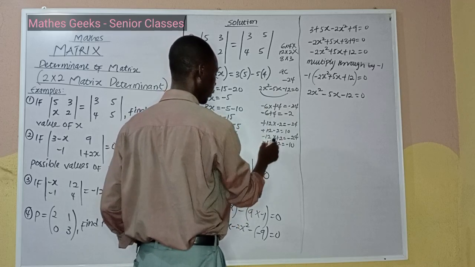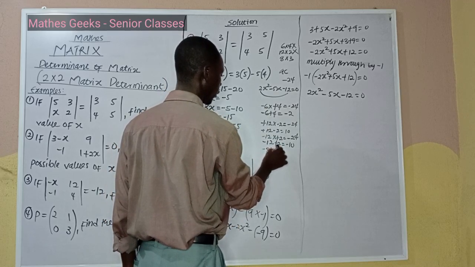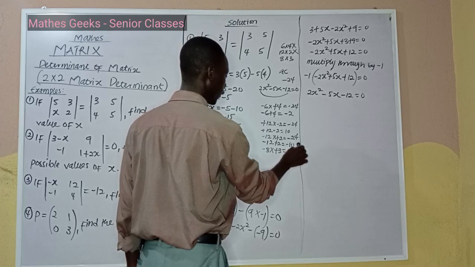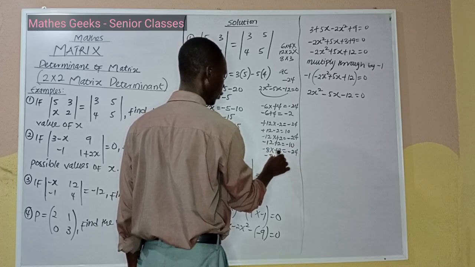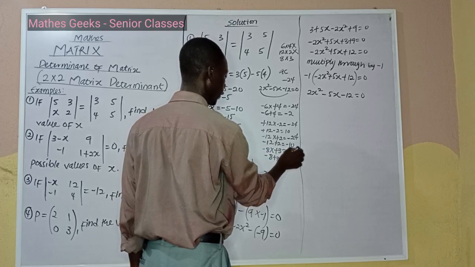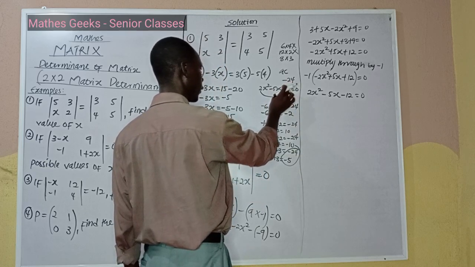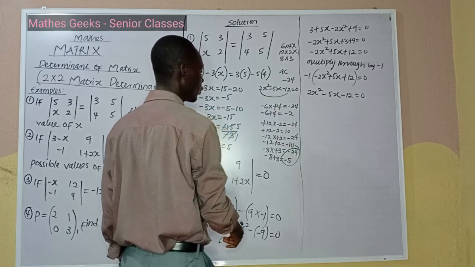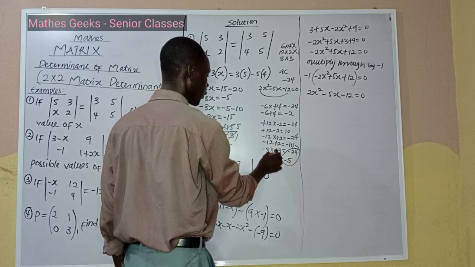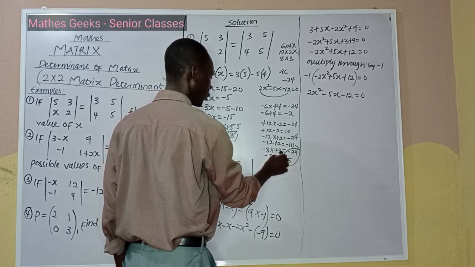So the next one is 8 times 3. Minus 8 times plus 3 gives us minus 24. Minus 8 plus 3 is equal to minus 5. So let's check. I think this will give us the quadratic equation. We have minus 24 here and minus 5. So we're going to put these two factors, minus 8x plus 3x.